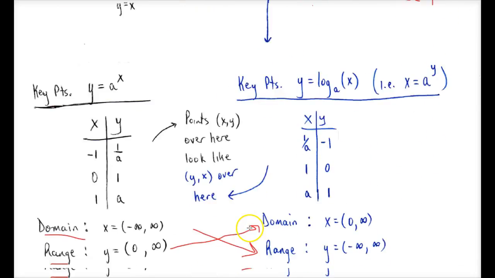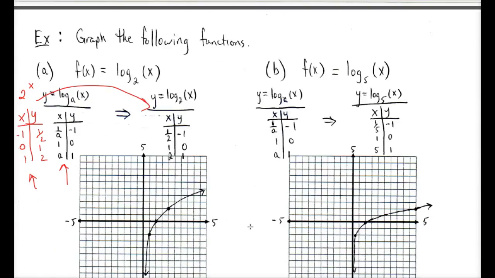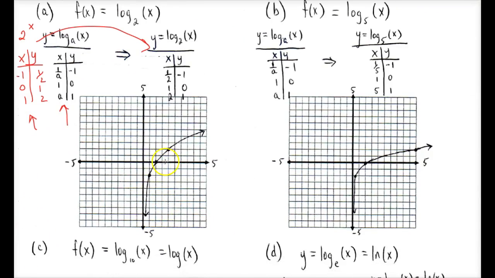Okay, so to say that in this graph, if you look at log base 2 of x, do you see how it gets really, really close to the y-axis, but it never crosses? Well, the reason for that is because we have a vertical asymptote here at x equals 0.